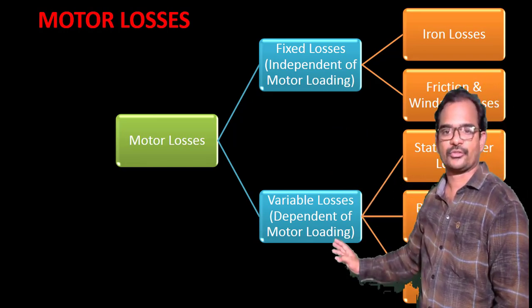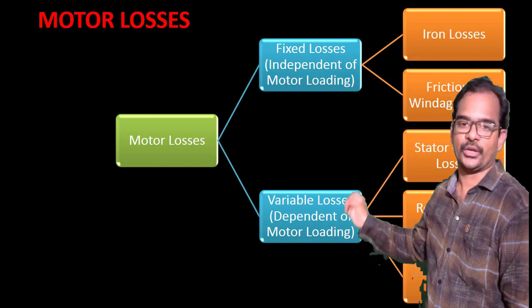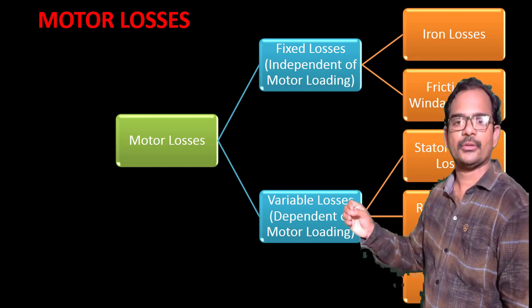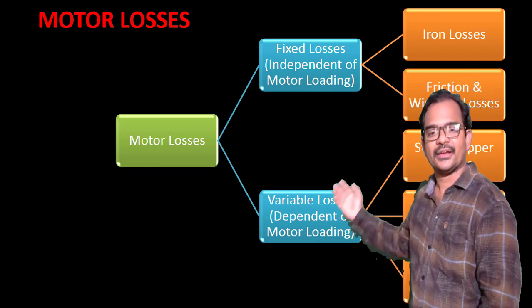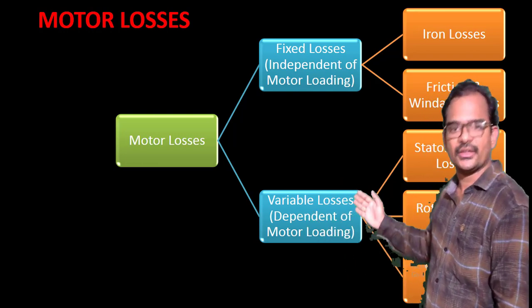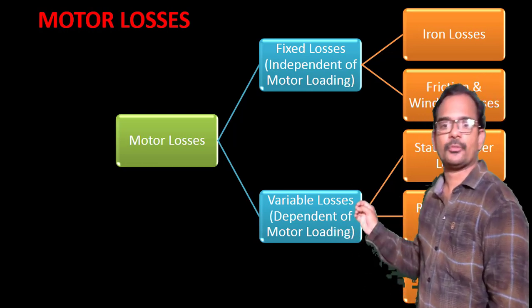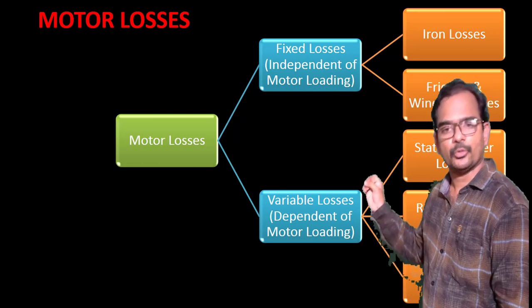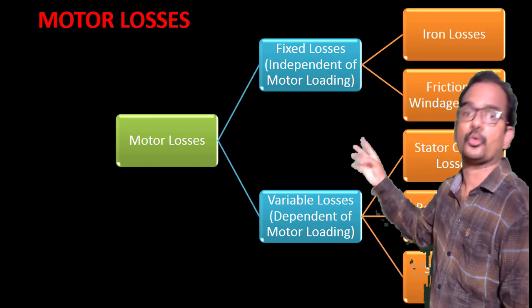But variable losses are the losses that depend upon the motor loading. At no load, these values will be approximately 0. At full load, the value of these losses will be very high. At different loading, as the loading increases, the variable losses will increase. So the variable losses depend upon the current loading of the motor, whereas the fixed losses are independent of the current loading of the motor.